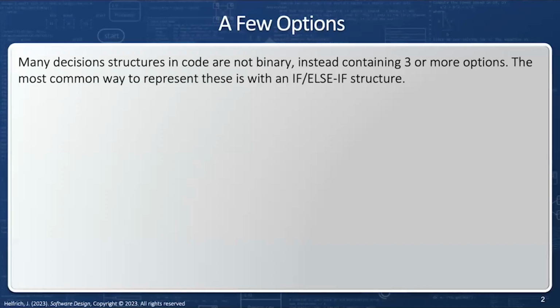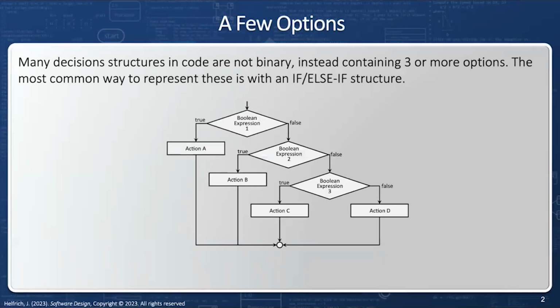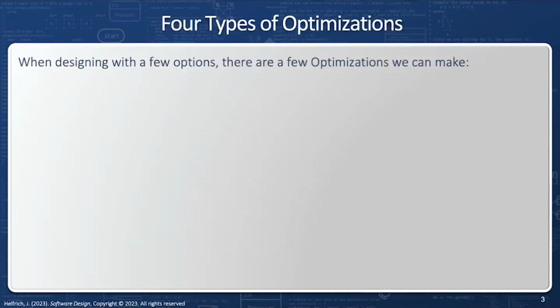Many decision structures in code are not binary, instead containing three or more options. The most common way to represent these is with an if-else structure. So if I have a flow chart that has 1, 2, 3 decisions, and there's 4 possible actions I can take, this is an example of a few option decision tree. Now, there's a couple different optimizations we can make.